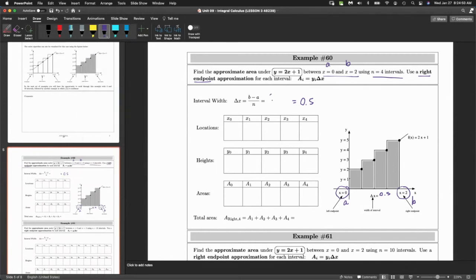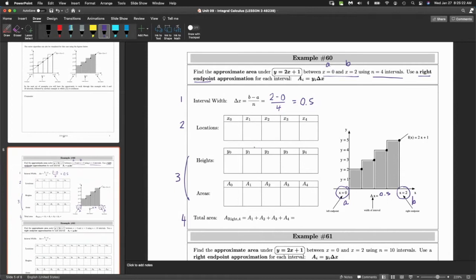So we have here 2 minus 0 over 4. So that's how I got 0.5. Are there any questions about that calculation? Well, anyway, that's step 1. This is step 2. And this is step 3. And this is step 4. So that's the algorithm. Those are the 4 steps.